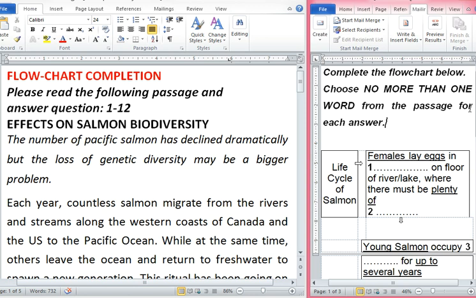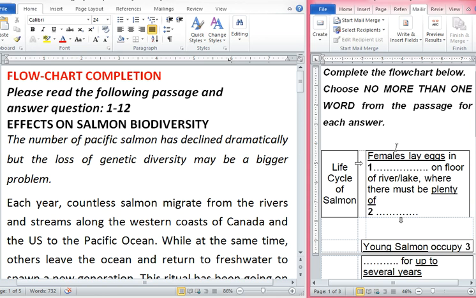But if you are going to appear for the paper based test, at first you will have the passage, sure, and then you will have the questions. So generally you have the passage, and this is the question type. Please read the following passage and answer questions 1 to 12, as you can see here. And there is a title, effects on salmon biodiversity, and then these are the questions.